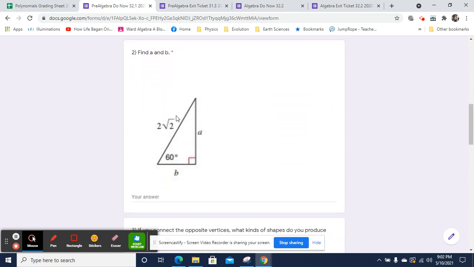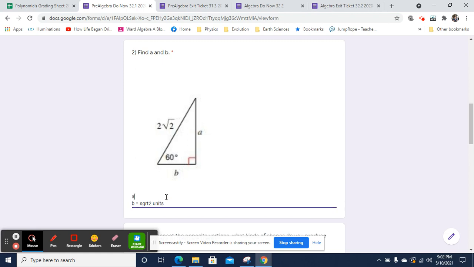We're going to find A and B for this one. Okay, this is a 30, 60, 90 right triangle, and this is our double side, so 2 to 1 to root 3. So let's deal with B first. That'll be the easiest one. B is going to equal 1 square root of 2 units, which I'm just going to write as square root of 2 units. And then A is going to be square root of 2 times square root of 3 units.